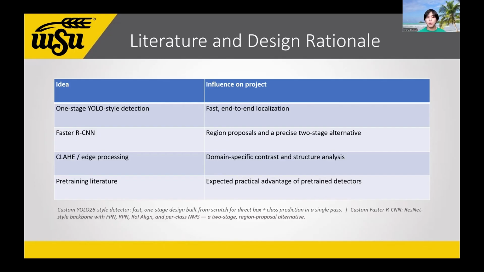I implemented two detectors from scratch: a fast one-stage YOLO26-style detector and a Faster R-CNN with a ResNet-style backbone, FPN, RPN, RoI heads, and per-class NMS.